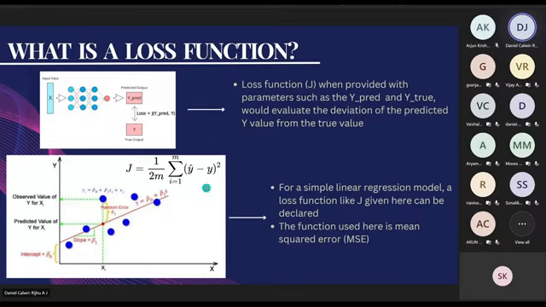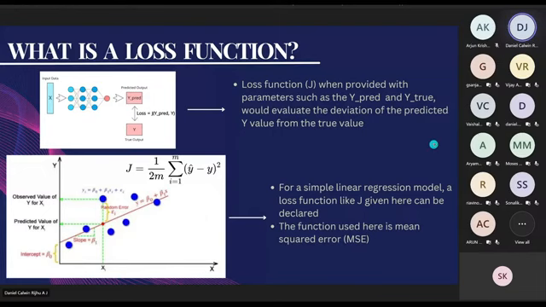There are several different types of loss functions, and one of the most prominent ones is the mean square error, which I have placed here. It is given by the formula 1 by 2m times the summation of (y hat minus y) the whole squared. Here, y hat is the predicted output, y is the true output, and m is the number of samples. So that is it about our loss function.